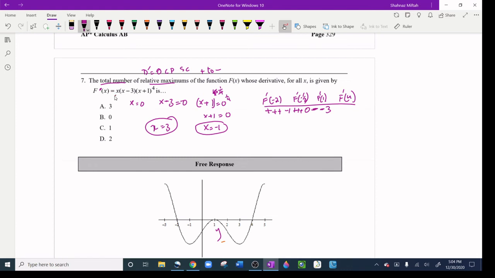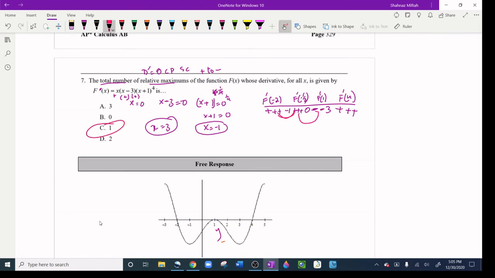If I plug in 4, that's positive. Plug in 4 here, that's going to give me positive. Positive. So everything is positive here. Now, how many relative maximum do I have, positive to negative? Only 1. You see, 0 is my relative maximum because I'm going positive to negative. This one is not even changing around negative 1, and this one is a minimum actually. So maximum is only 1. So the answer is C.